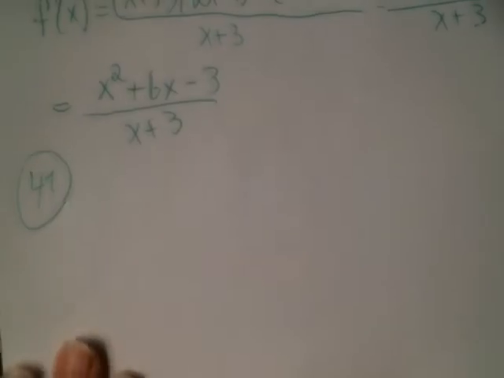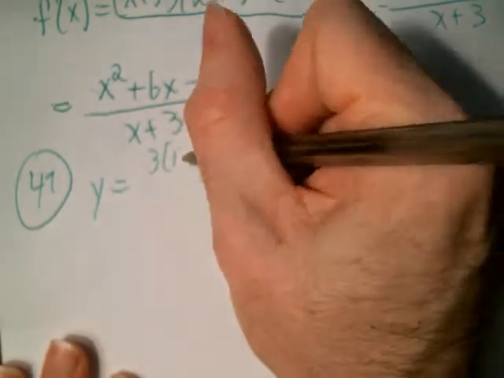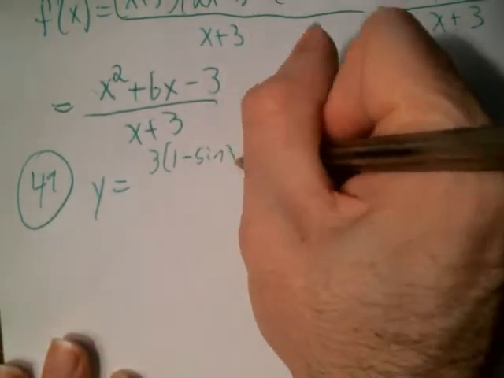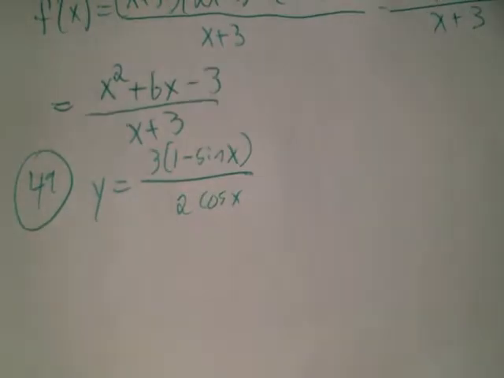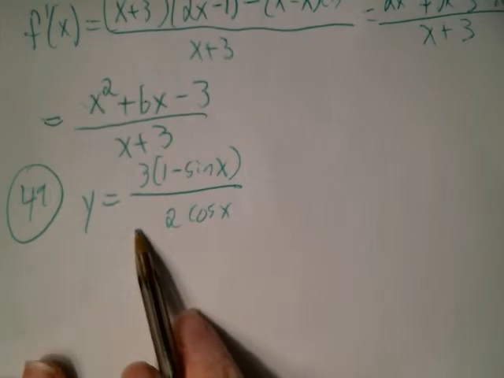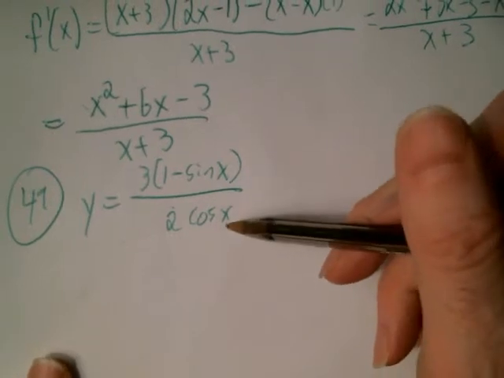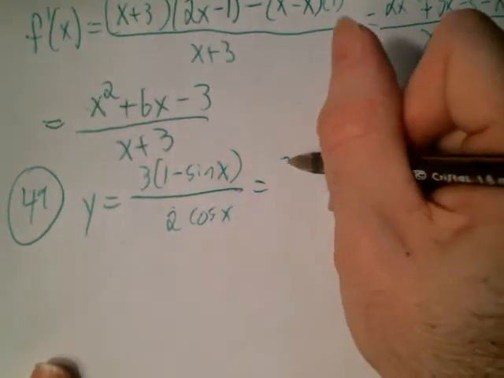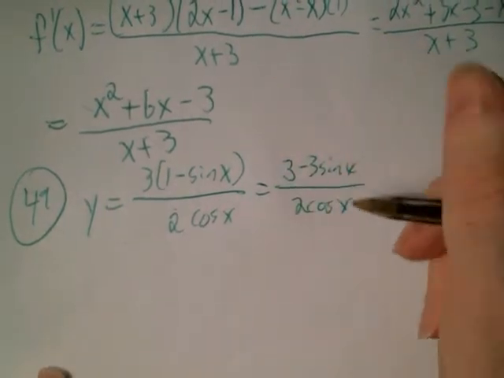There's 49. Y equals 3 times 1 minus sine of x, sorry, all over 2 cosine x. You can do a constant multiple rule here. You can factor out the 3 halves if you wanted to, and then just do a quotient rule on the leftover bits. If you'd rather, you can distribute the 3, though. 3 minus 3 sine x all over 2 cosine x, and then just work with that.